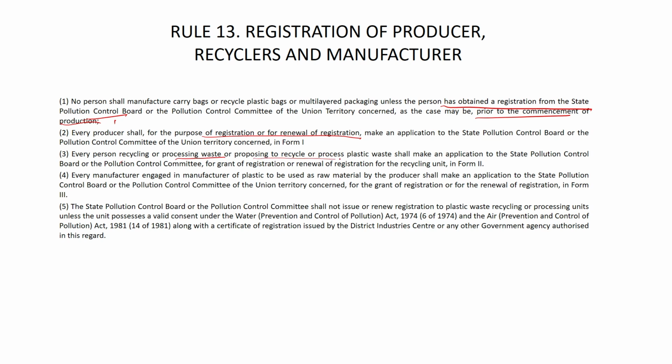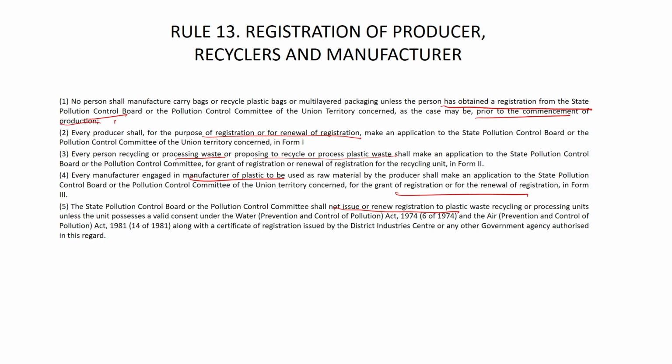Anyone proposing to recycle or process plastic waste shall make an application to the State Pollution Control Board or Pollution Control Committee for grant of registration or renewal of registration for the recycling unit. Every manufacturer engaged in manufacturing of plastic to be used as a raw material shall make an application to the State Pollution Control Board or the Committee of the Union Territory for grant of registration or renewal of registration, as the case may be.